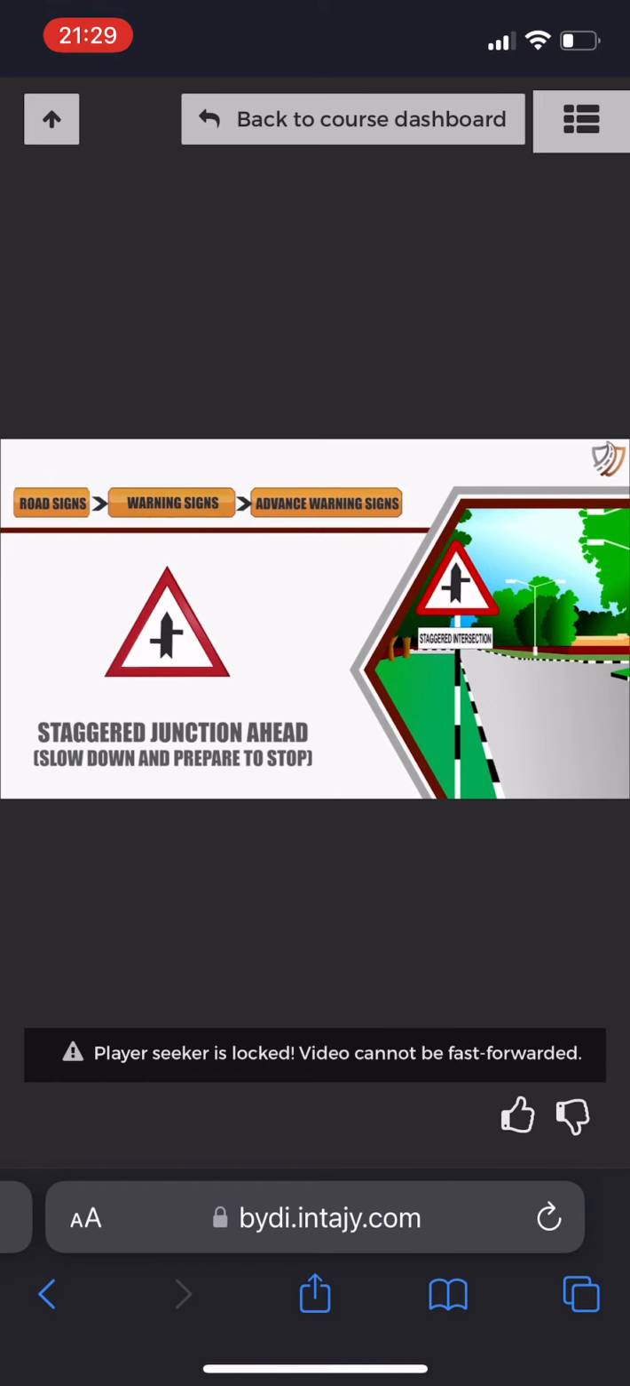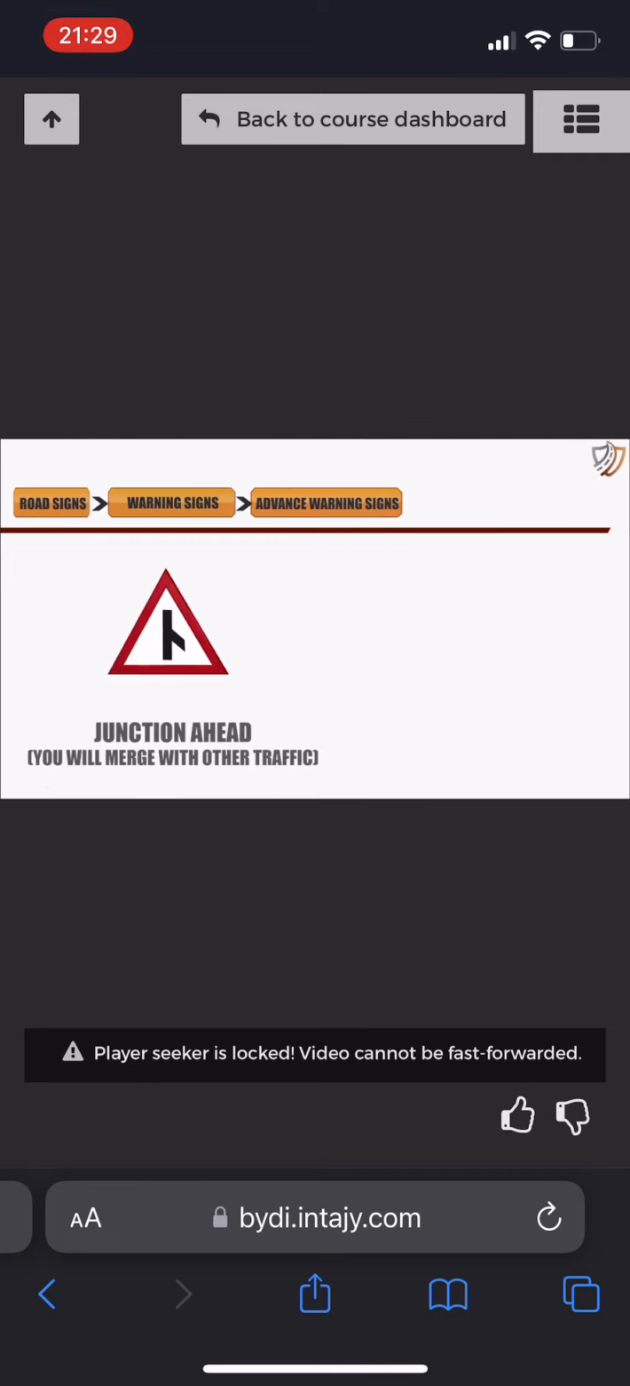Staggered junctions. A staggered junction is a place where two opposite side roads, one from the left and the other from the right, meet with the main road slightly offset by a short distance. The staggered junction is found on two-way traffic. Motorists must slow down and be more careful while approaching these junctions, as the vehicles might be approaching from left and then right.